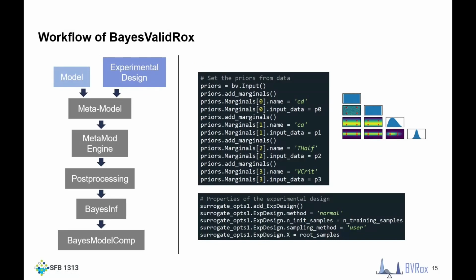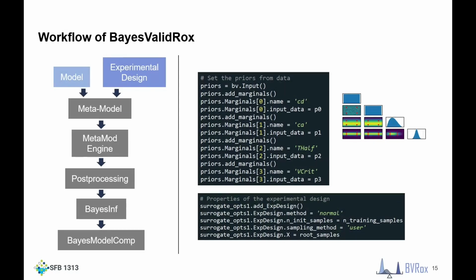So this first block is the definition of the priors for the uncertain parameters. There's 4 uncertain parameters in this case, and the priors I just set from some discrete samples that I have. I could also set here, for example, that the prior type or the marginal type should be, I don't know, a normal distribution with some characteristic values. But I chose here to just use the discrete samples. And on the right, you can see how the distributions look like.